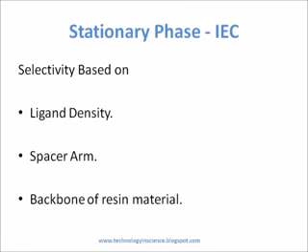Stationary phase. Selectivity is based on ligand density, spacer arm, and backbone of resin material. Binding capacity: total number of charges per unit stationary phase volume, or the mass of protein adsorbed per unit volume. Pore size of ion exchange resin can range from 10 to 1500 Angstrom. Dynamic binding capacity can be found out by doing a breakthrough curve.